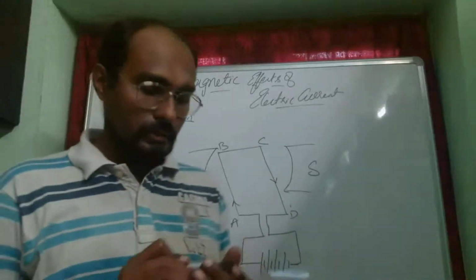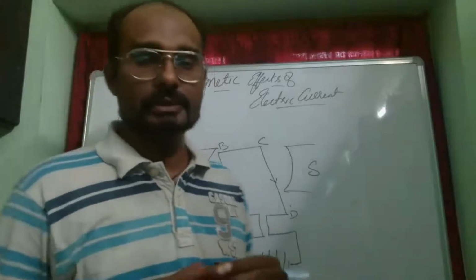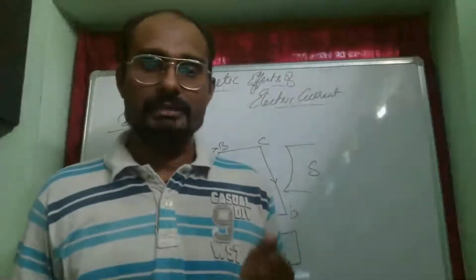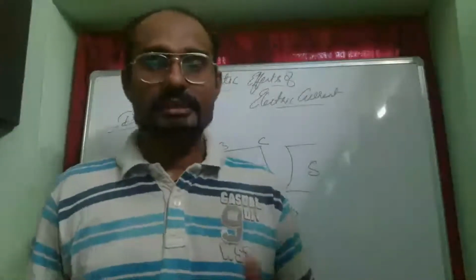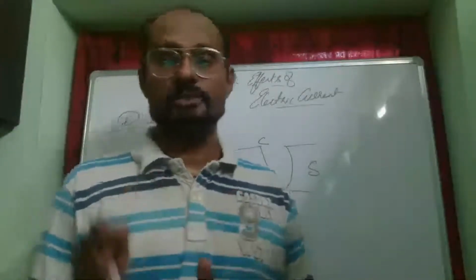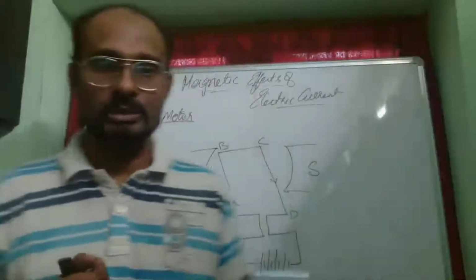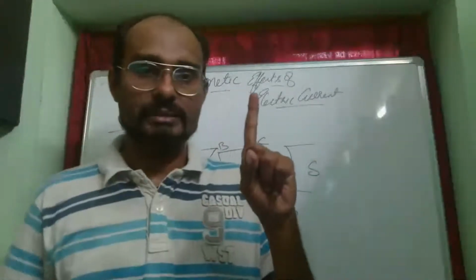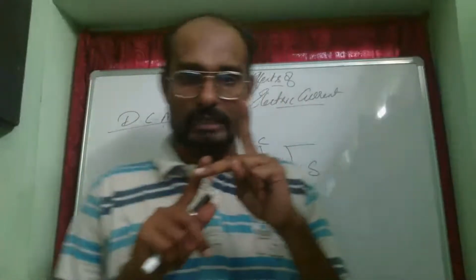Now there is one rule called Fleming's left hand rule. Fleming's left hand rule states that if the direction of electric current and direction of magnetic field are perpendicular to each other, the resultant force will act in a direction which is perpendicular to both. Always, the index finger is the direction of magnetic field and the middle finger is the direction of current.